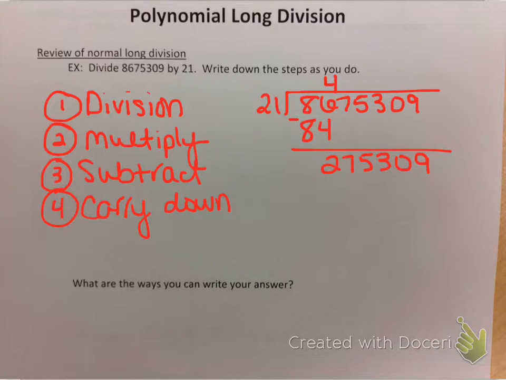So now 21 goes into 27 one time. Multiply, subtract, and then carry down. Okay, so keep that cycle going. I want you guys to pause the video, keep that cycle going, and see if you can generate the correct quotient and remainder. Okay, so pause it for just a sec.